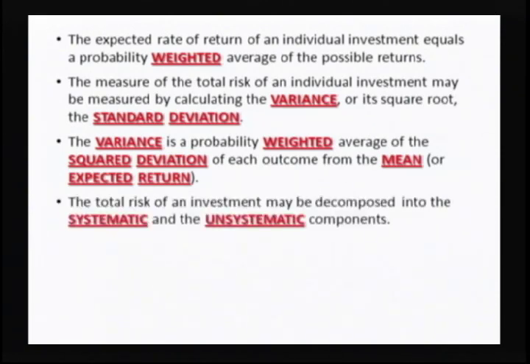That total risk of an investment can be decomposed into the systematic and the unsystematic parts. Systematic being system-wide or market risk factors, things that affect all stocks to some degree, and the unsystematic part being those that affect just one stock or a very small number of stocks. Together, we've accounted for all the risk factors, or the total risk, of a security.